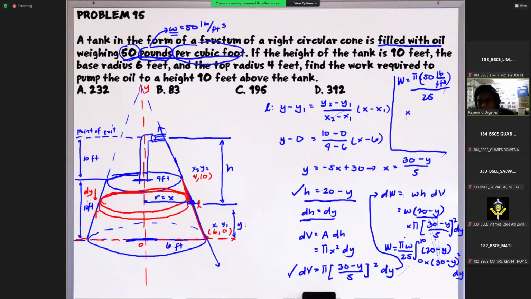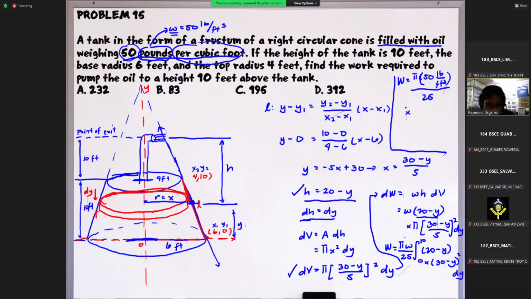Remember na yung integration natin is galing sa equation na h dV. h dV is feet multiplied by cubic feet, kaya ibig sabihin feet to the 4th power yung lalabas na unit natin sa integration. So the integral of 20 minus y times 30 minus y, quantity squared, from 0 to 10.